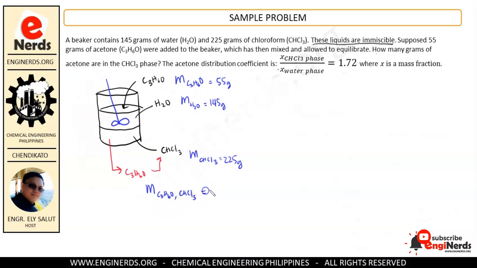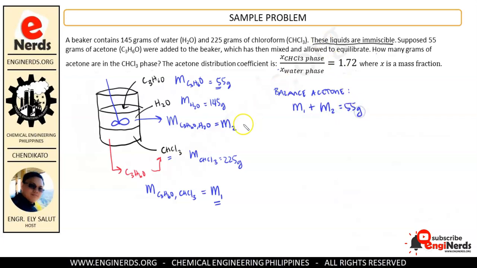To keep it short, I will assign this as M1. Now, we know that this amount of acetone will be distributed in both the water and the chloroform. Since what we are looking for is how much went to the chloroform, we should also get how much went to the water. So we also need to know the mass of the acetone in water, and I will call this M2. Okay, so let's balance our acetone. We know that M1 plus M2 is equal to 55 grams. So what we are asked to find is M1. That is our required.